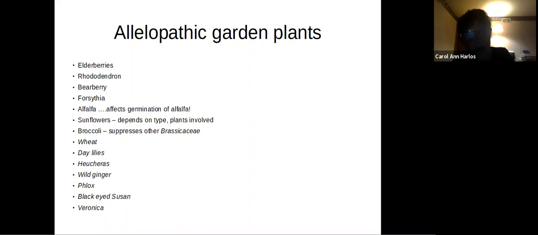I put all these other ones here. Wild ginger. I had a patch of wild ginger in my garden for at least 10 years. And I thought, May, you are well behaved. And then all of a sudden, it took off and it spreads. And it never occurred to me that it was allelopathic until I did research and thought about my own gardens, because where it spreads, there aren't even weeds.